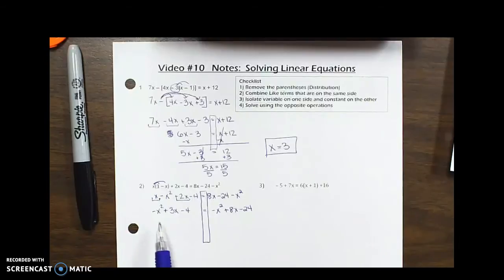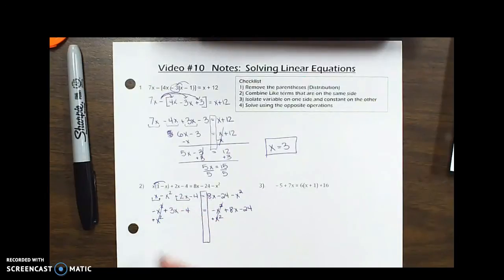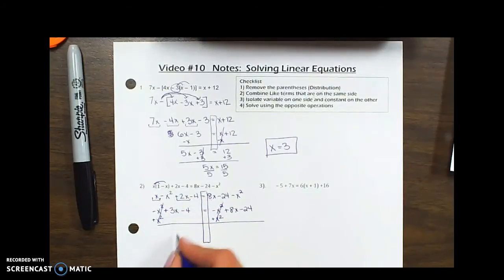All right, now if I take a look here, I have a negative x squared on both sides. Let's see what happens if I try to transpose that to the other side. We add x squared. Ooh, look at that. It's going to cancel here and it's going to cancel there. So now what's left is 3x minus 4 equals 8x minus 24.